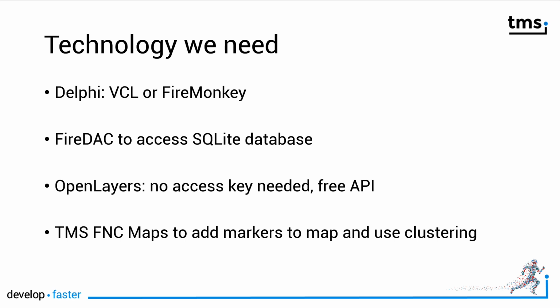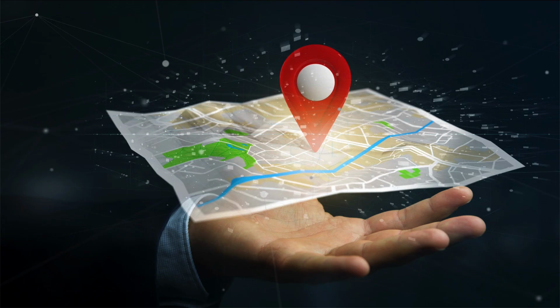The final technology part you need is to learn how to use markers and then how to tell the mapping framework to cluster those markers on a map. A marker, just to get the terminology straight, is nothing but a position, latitude, longitude on a map. That's it. That's what a marker is. So let's look at FNC Maps first, the technology of mapping at your fingertips.